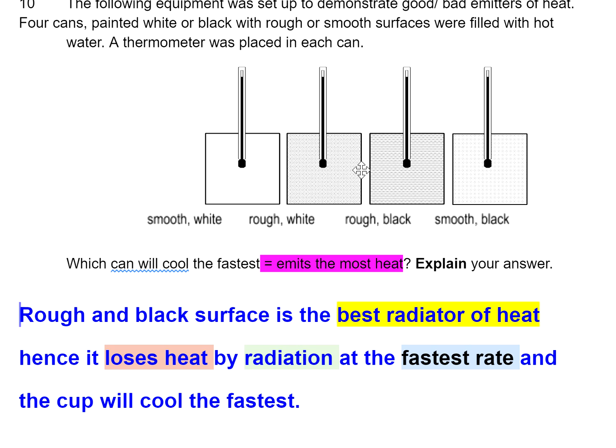Because I'm comparing 4, again I use comparison words. So out of the 4, the rough and black surface is the best radiator of heat. So that's the thermal property. And because of that, it will lose heat by radiation at the fastest rate. You lose heat, so this is talking about the direction. Heat is lost by radiation at the fastest rate, or you can just mention that it is the fastest in doing so.